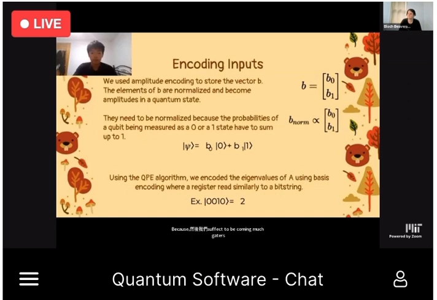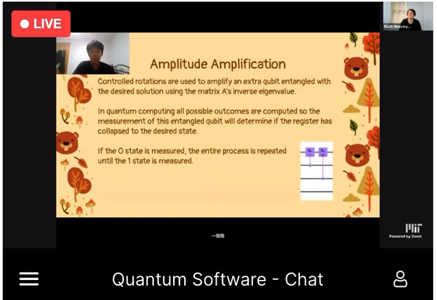Using the QPE algorithm, we encode the eigenvalues of A using basis encoding, where a register can be read as a bit string. Then we perform controlled rotations based on the matrix A's inverse eigenvalue to entangle an extra qubit. We do this so that in the final state, when we actually measure the ancilla qubit, we can tell if the entangled solution is actually the desired solution. If the 0 state is measured, the entire process is repeated until the 1 state is measured.